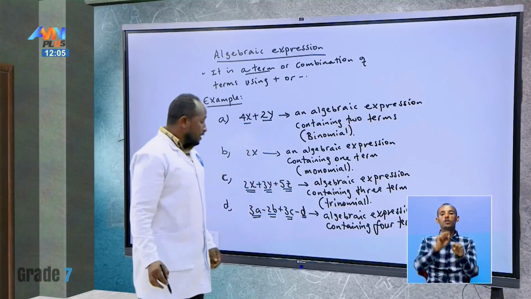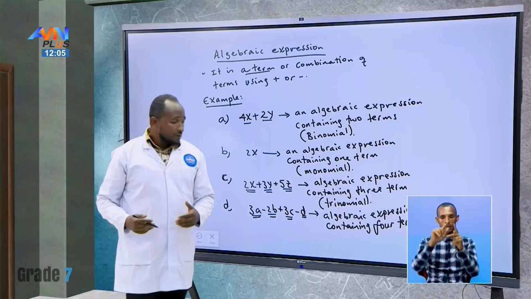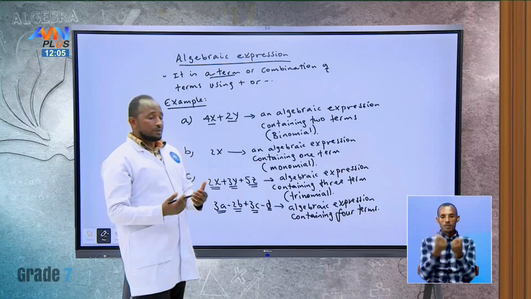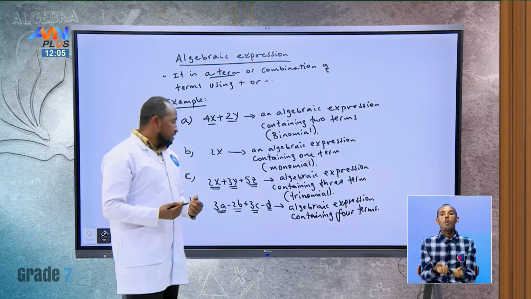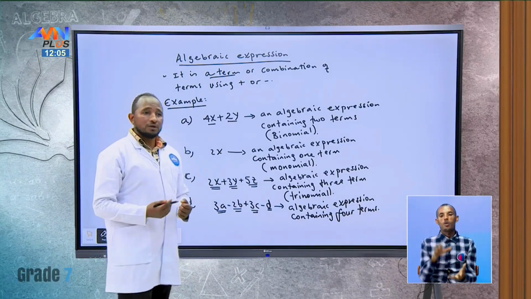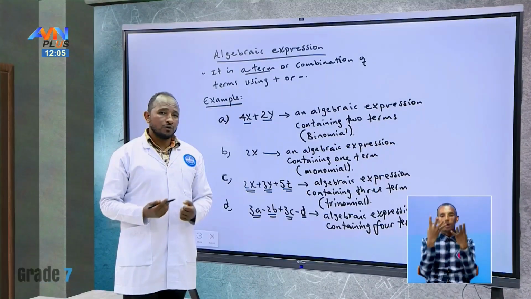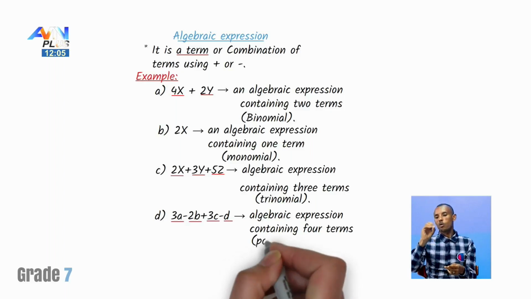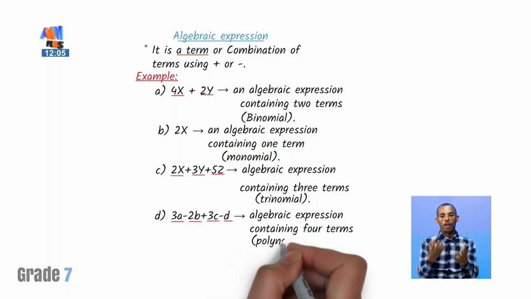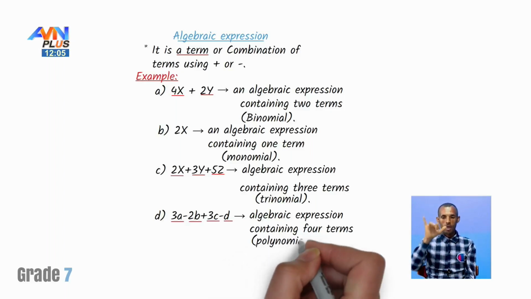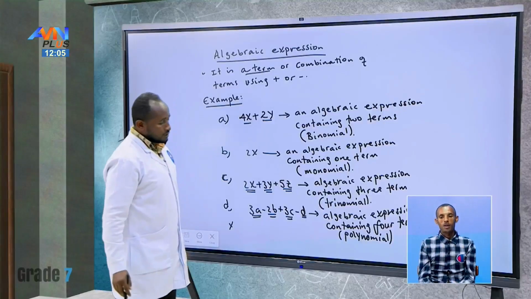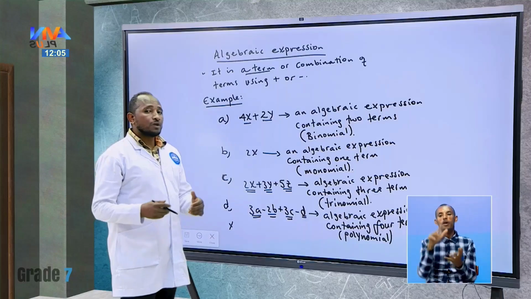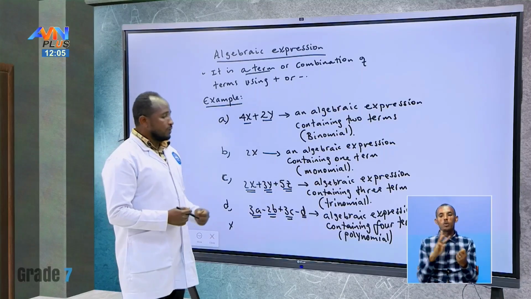For an algebraic expression containing 3 or more terms, we can use the term polynomial. If an algebraic expression contains 3 or more terms, in that case we call it a polynomial. So here we can say this one is a polynomial expression containing more than 2 terms.